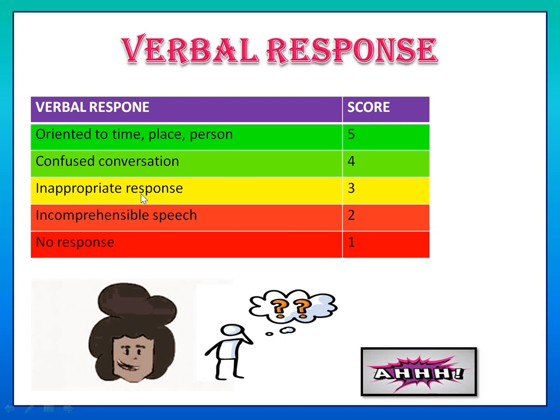If the patient responds with chair, table, like this, it means the person's response is inappropriate. So the score is 3. If the patient replies with incomprehensible speech, right? Then the score is 2. If the patient has no response to any sound, then the score is 1. Here the minimum score is 1 and the maximum score is 5.